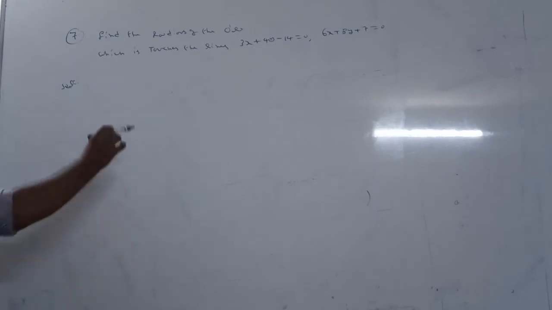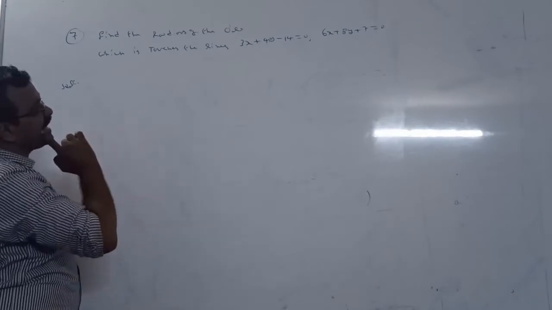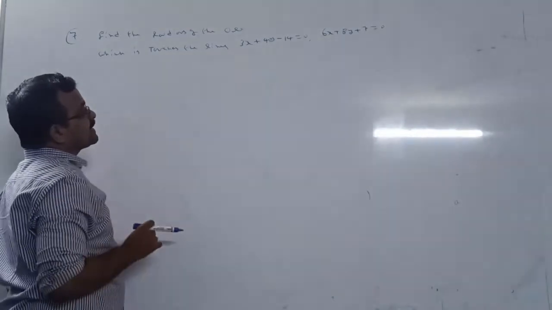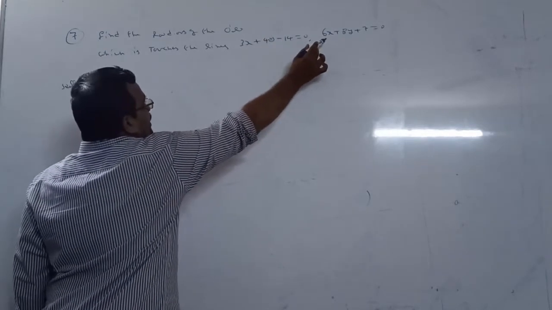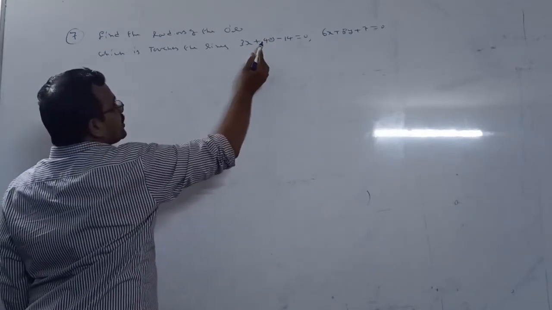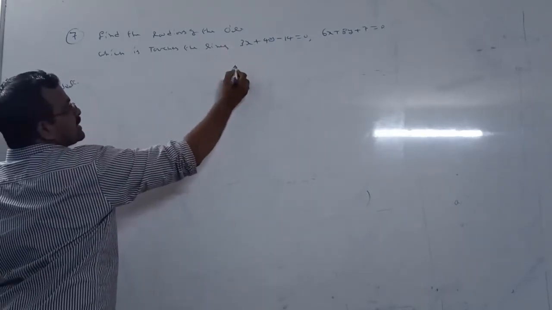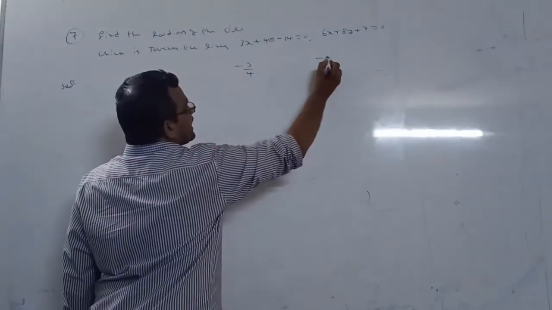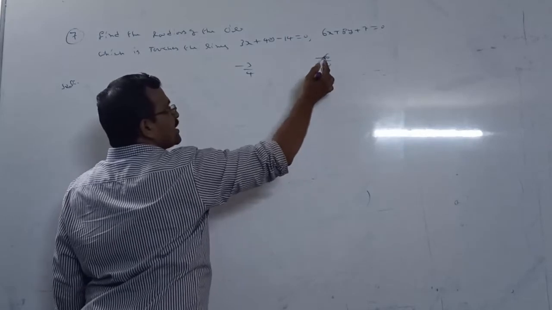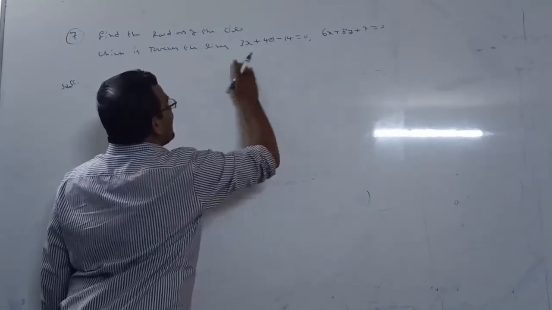See which concept is used here. They are asking the radius of the circle. The circle touches the line. First you can observe these two lines are parallel lines. Slope of the first line is -3/4, that is -a/b. Slope of the second line is -6/8. After cancelling 2, the values are the same. That means they should be parallel lines.